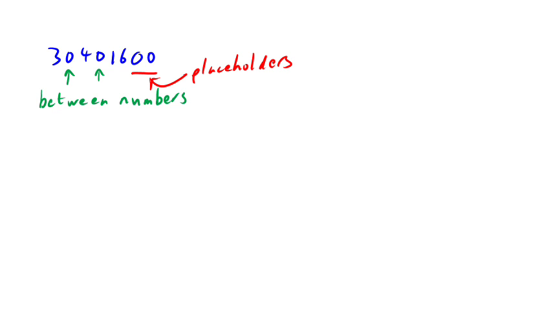So when I look at this number and ask how many significant figures it has, we can see this is the boundaries of our sig figs. So that's the sig figs part. The placeholders aren't included in the significant figures. So this number has 6 significant figures.